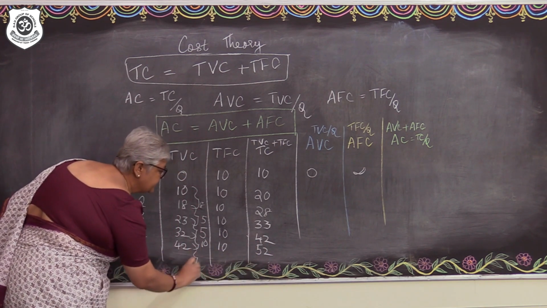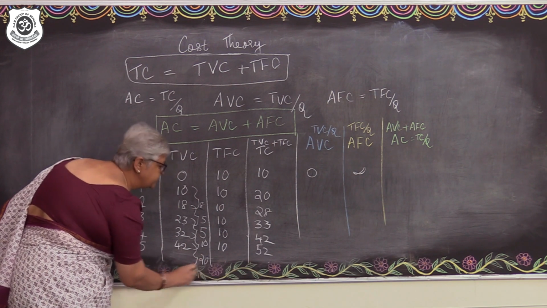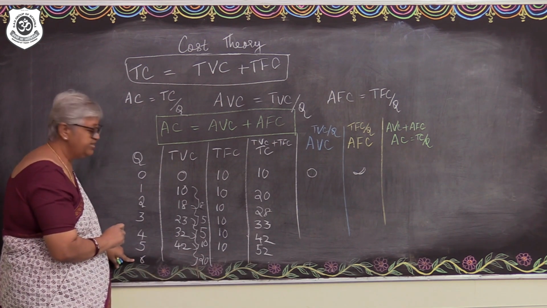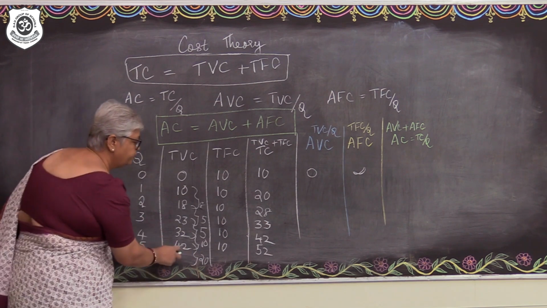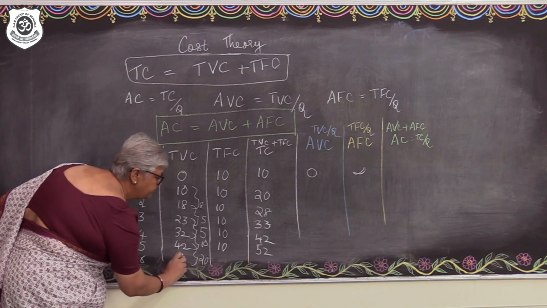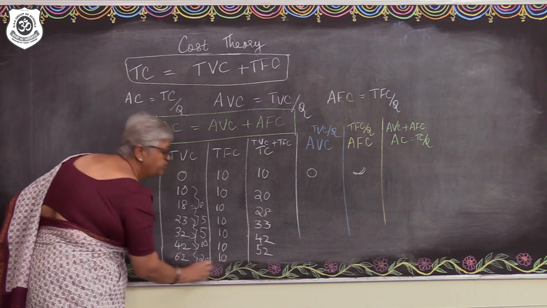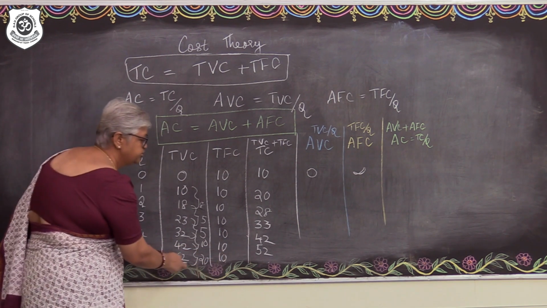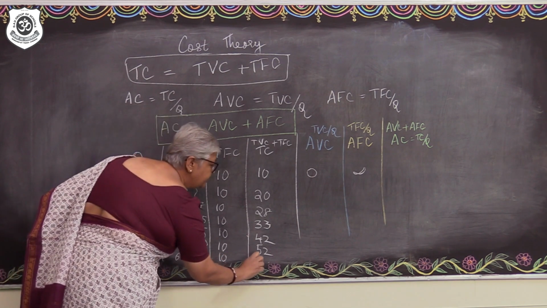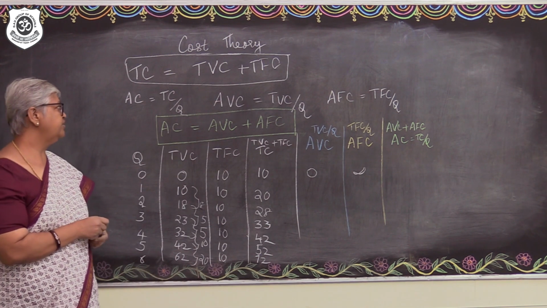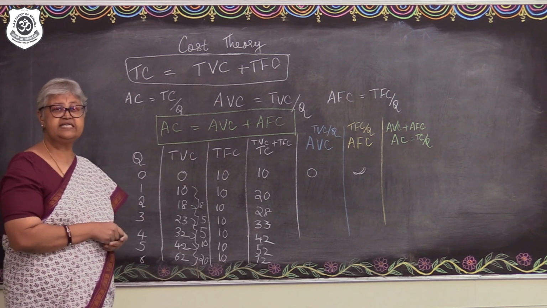And let's say the next increase is going to be by 20, even as the output is going to increase on to the next level. Yes, so 42 plus 20, that's going to be 62. And what about fixed cost? That's going to be the same, 10. So 62 plus 10, that's going to be 72. So this is very much the behavior of the TVC, TFC and TC.